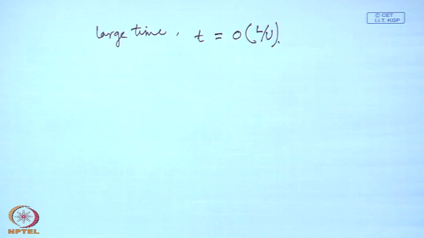So, if you consider the spreading, how much will be the spread at large time? The square root of nu t is the distance to which the vorticity spreads after time t. So, when t approaches infinity, that is of this order, then the spreading by viscous action is the square root of nu L by U.